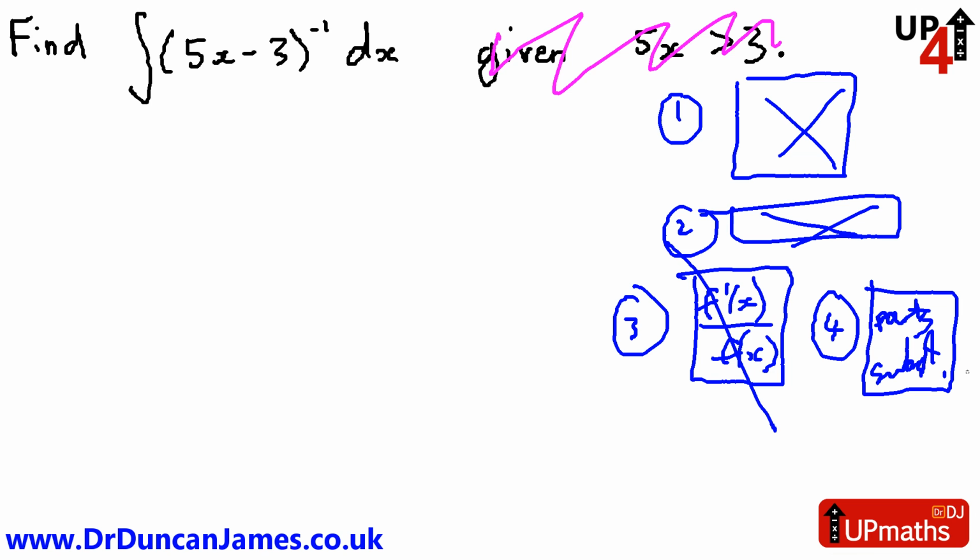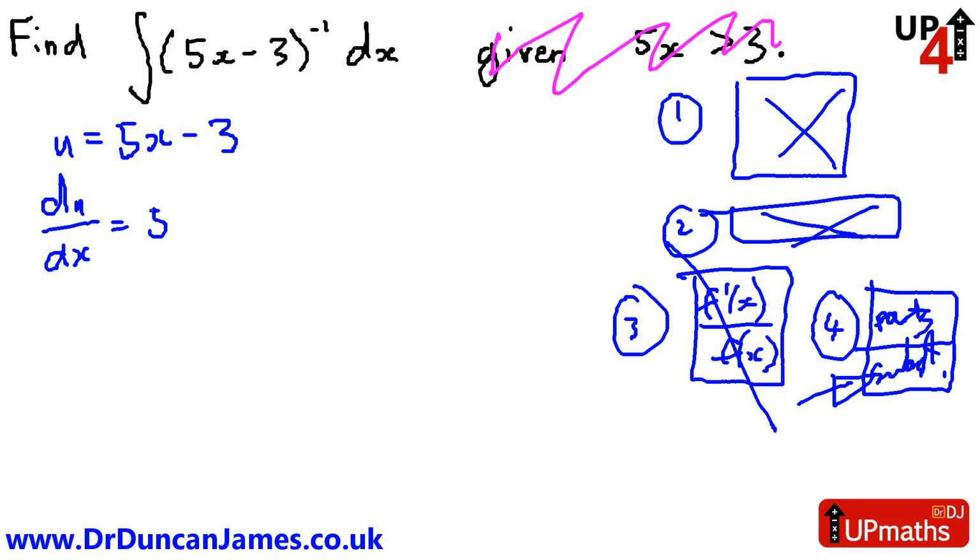I think it's quite obviously a substitution, because there's something that's inside. So let's write u equals 5x minus 3. So I repeat, it is actually a type 3. You could solve this straight away if you spotted that it was a log, but let's pretend we haven't. So then u equals that. Let's find out what du dx is. That would be 5. Okay, that was easy.